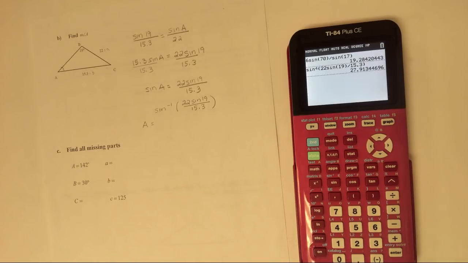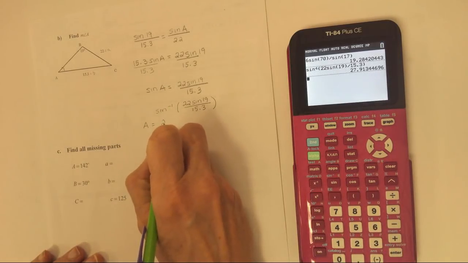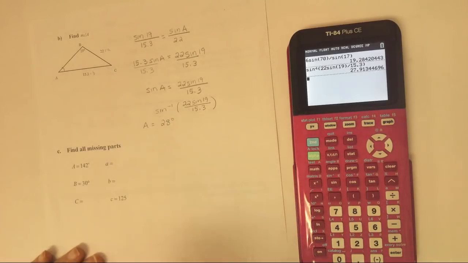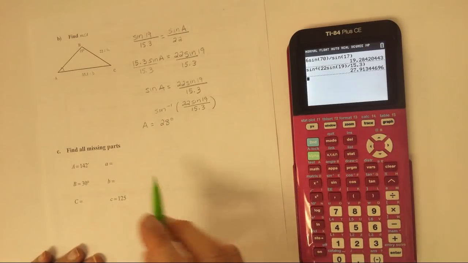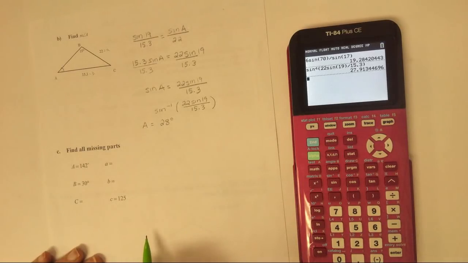So that's my angle measure, and we're going to go ahead and just round those to the nearest whole degree. So that would be 28 degrees. We're not going to put them in DMS like we did the other angles. We're just going to round to the nearest whole degree. So angle A is 28 degrees.